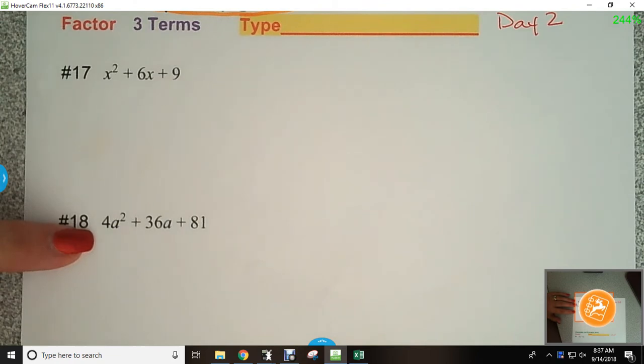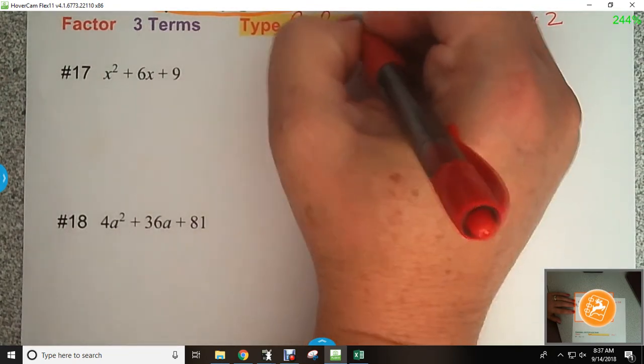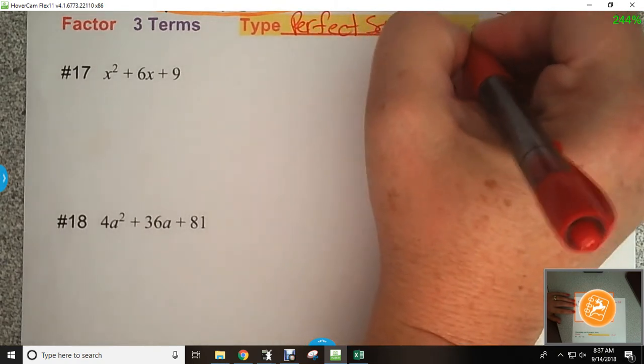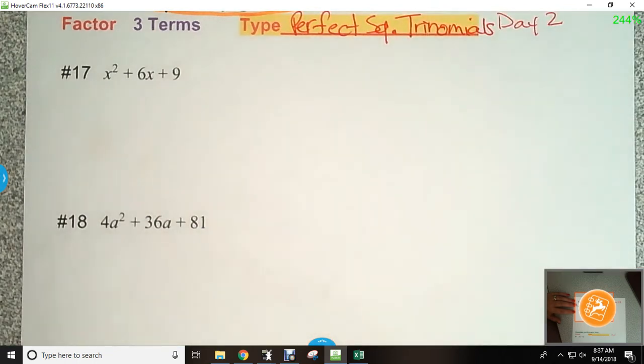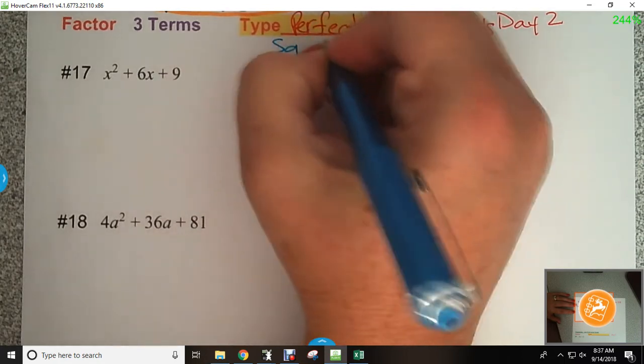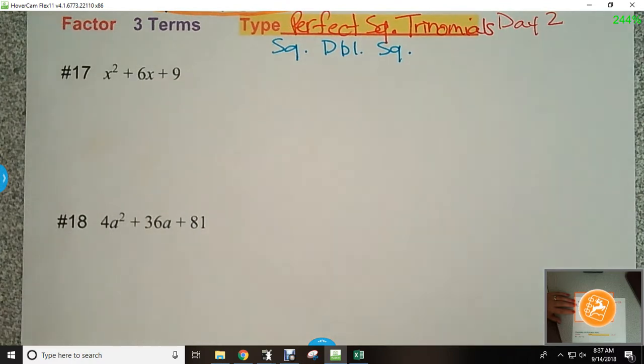This could be factored using bottoms up, but like I said, this is a shortcut that you can use if you remember it. If you don't remember, it's not a big deal. But the type of factoring we're going to do here is for perfect square trinomials. And what I call these is a square double square. In these two examples, you'll see why I call it that.